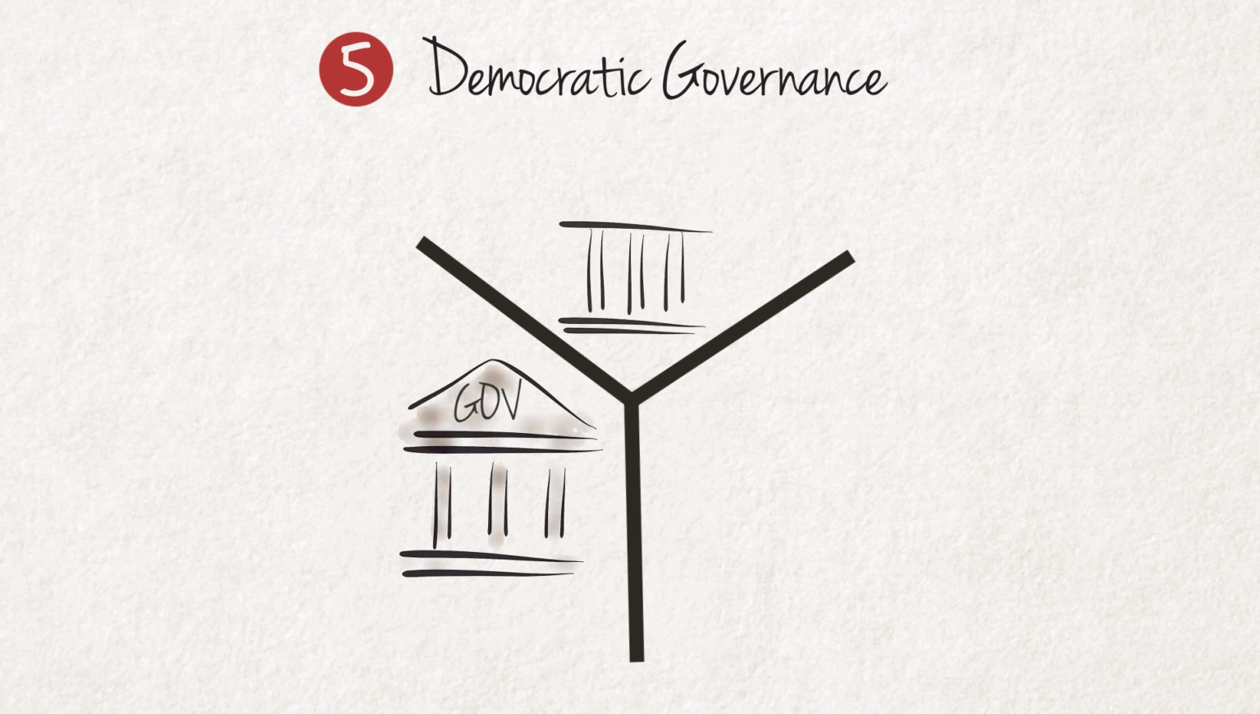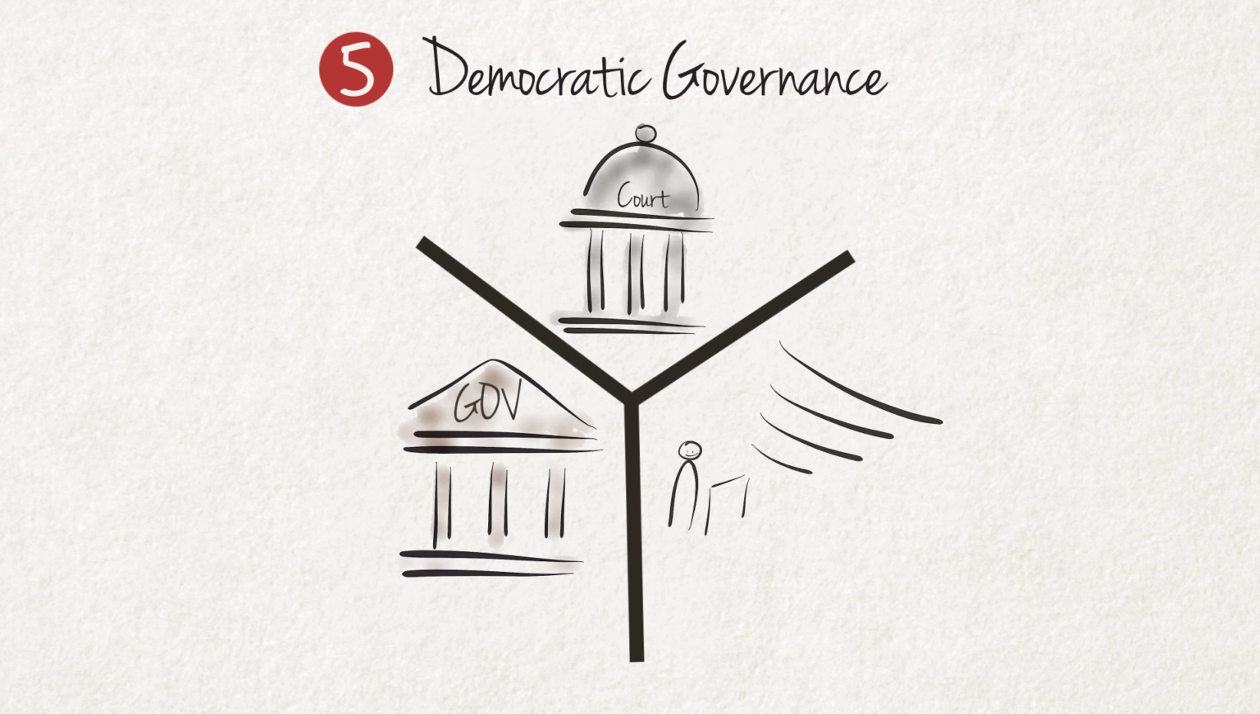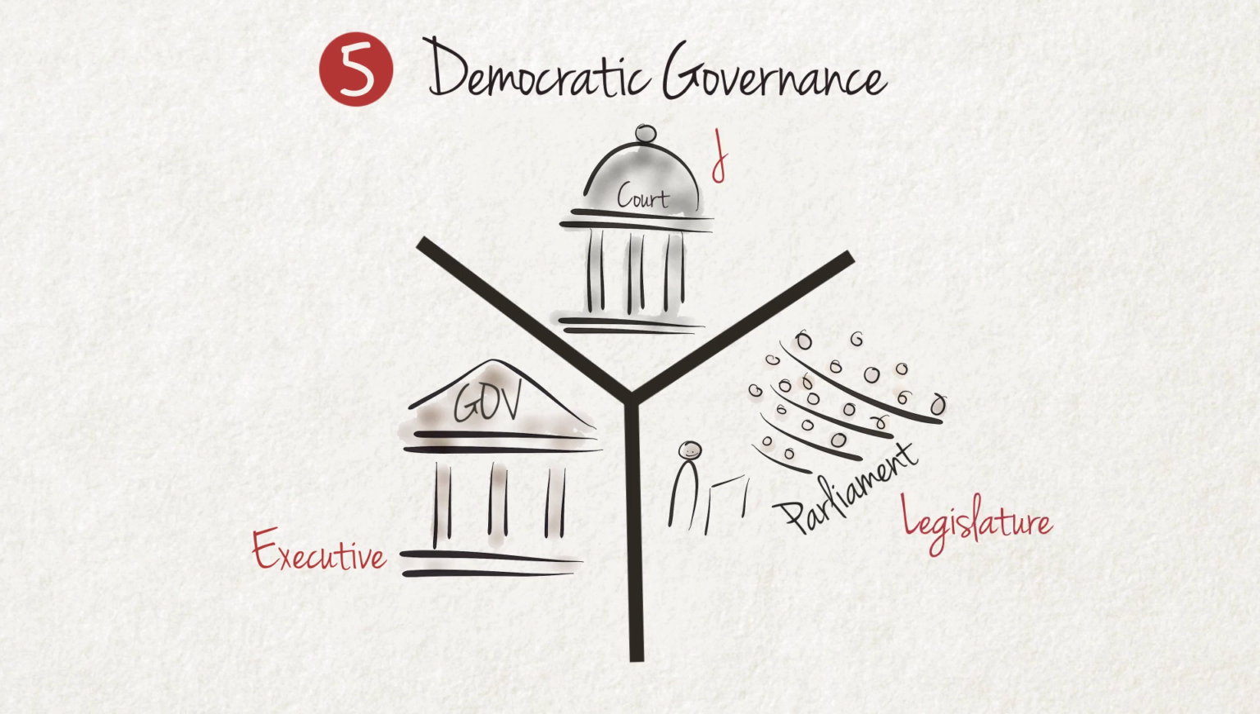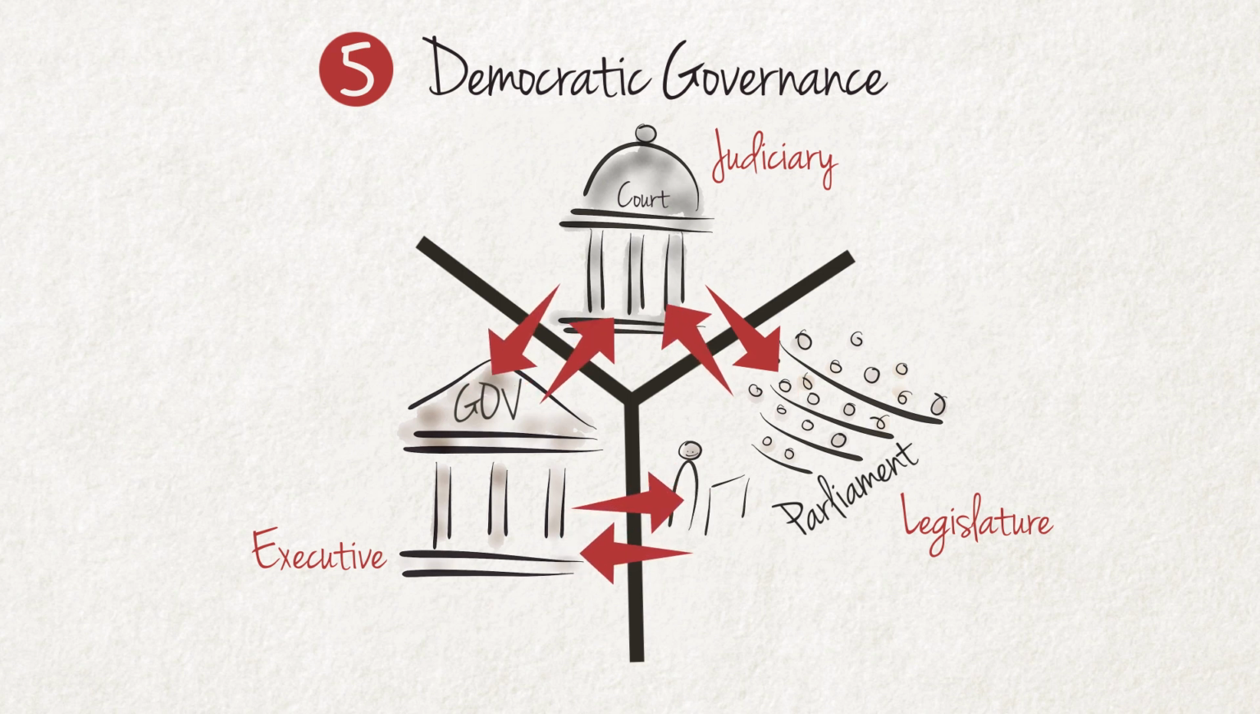This concerns the way in which a democratic government is organized and functions. What happens between elections is very important for a vibrant democracy. Democratic government is characterized by the separation of powers. State power is divided into three branches: the executive, the legislature, and the judiciary. Each branch checks the power of the other two so that there is a balance of power between them.